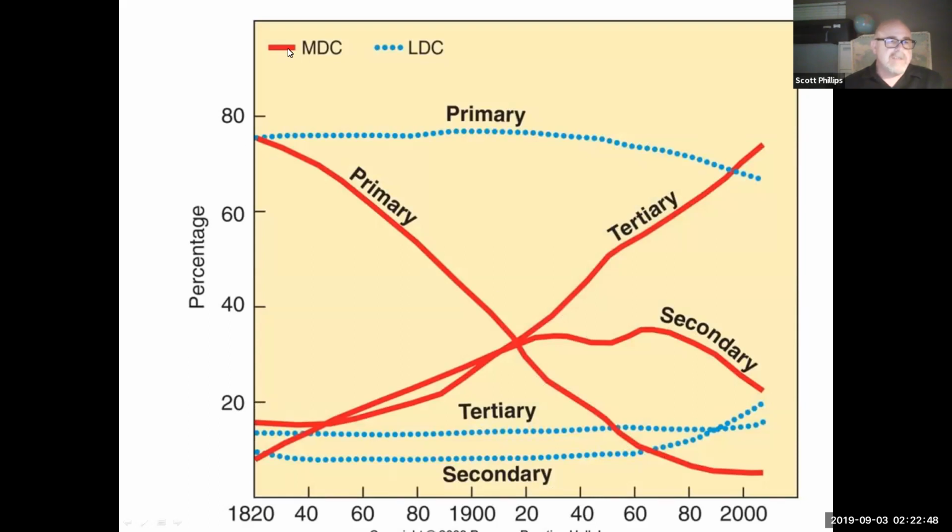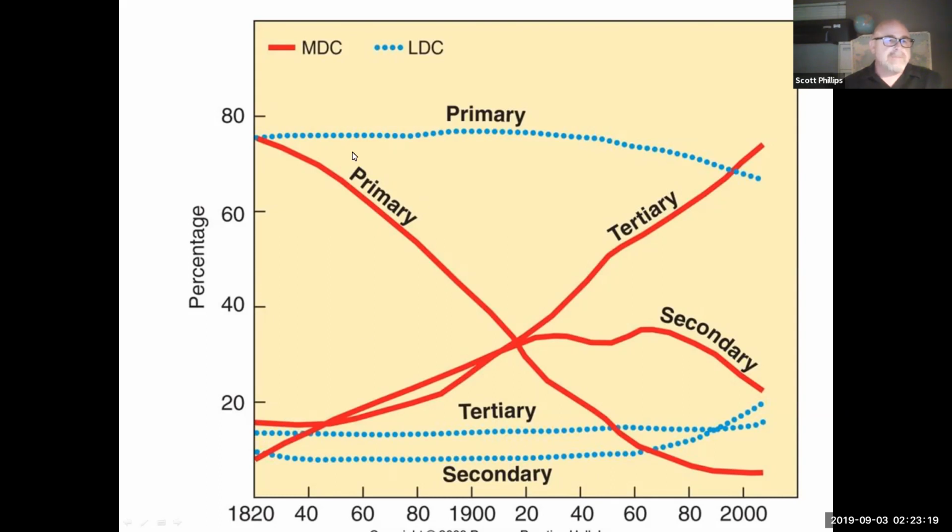If we go back to the 1800s, what these stand for, MDCs are industrialized countries like the United States, and LDCs are less industrialized countries, like what we often call the third world countries in Asia, Africa, and other places. And originally, back in the 1800s, about 3/4 of people worked in primary industries, meaning about 3/4 of people were farmers. And maybe less than 1/4 of people worked in either tertiary or secondary industries.